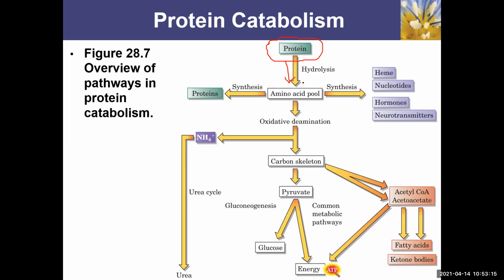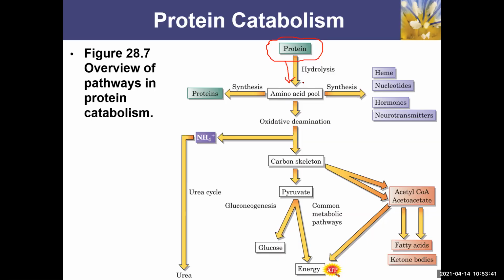So what happens to these amino acids in the liver? Remember, the liver is the only organ that has all the pathways for the amino acids, whether we need to make more proteins or degrade them. So the liver plays a very, very important role in it.